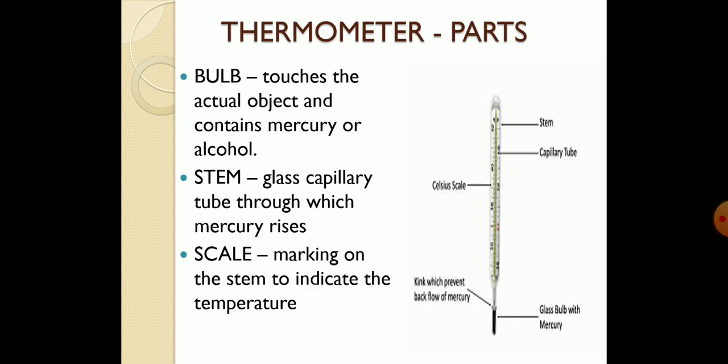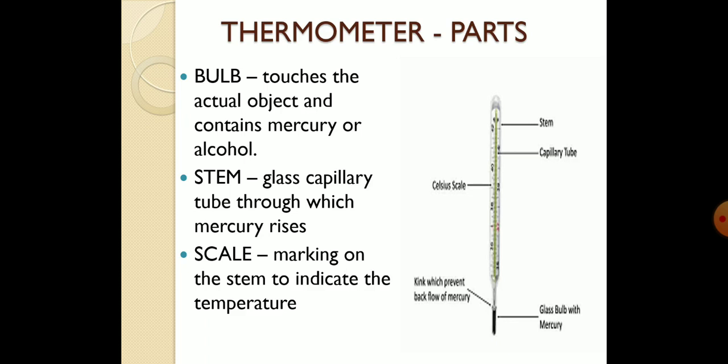And then you have a small kink. Kink means one bend. Why do you have the bend? Because you don't want the mercury to flow back. The mercury will be rising up. So the moment you take the thermometer from the object, it will fall down. In that case, it should not go back. So that kink is a small bend to stop the mercury from flowing back.